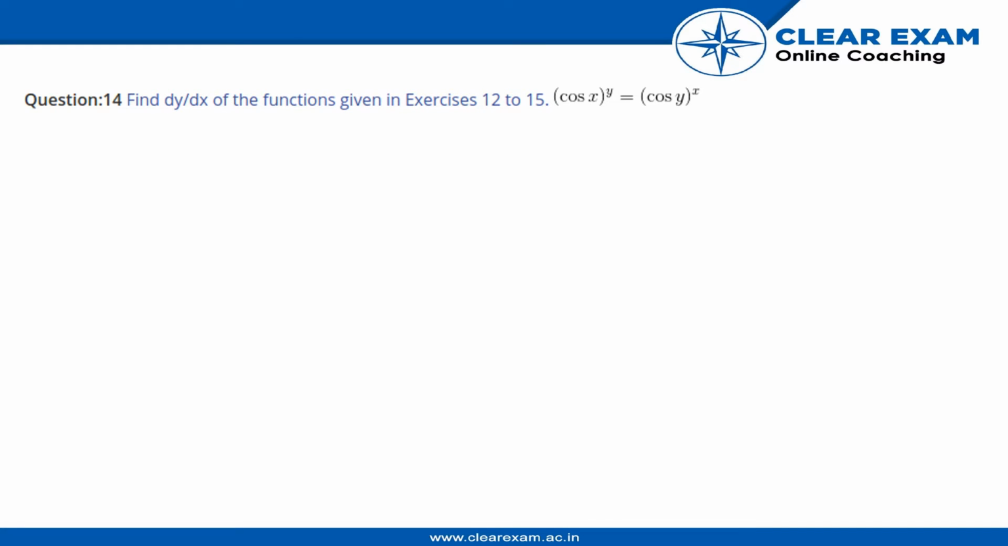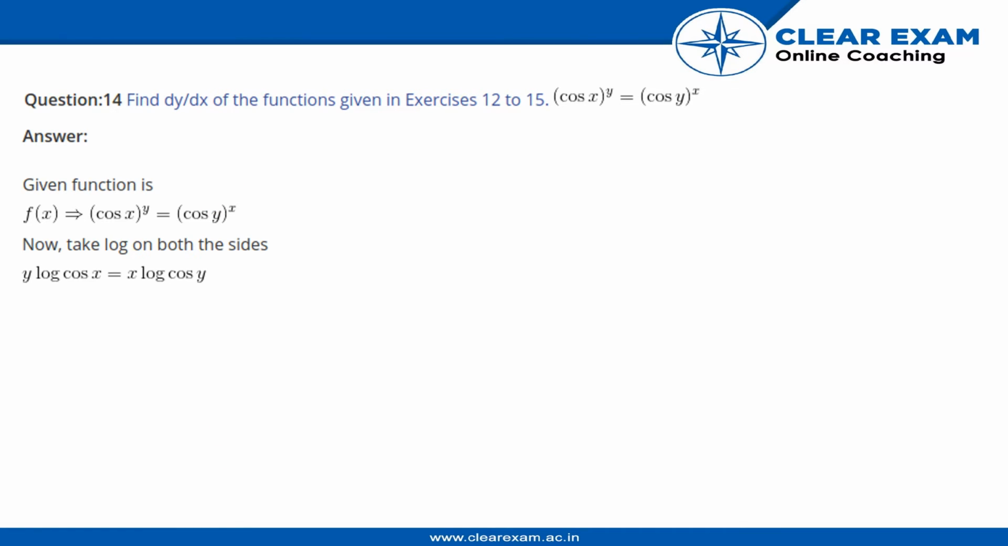Find dy by dx in the function cos x to the power y is equal to cos y to the power x. Let f(x) equal cos x to the power y is equal to cos y to the power x. Take natural logarithm on both the sides. We get y log cos x is equal to x log cos y.